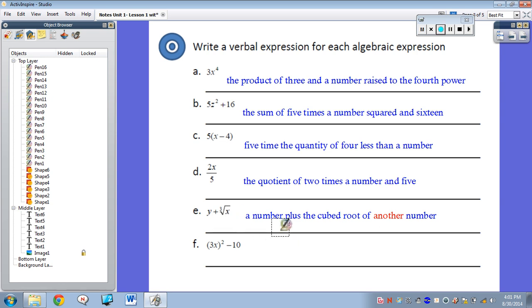And you could have started off this one as the sum of, just like we did up here. It's just another way to say it. But you could also just do a number plus. Okay. All right, and the last one on this page.